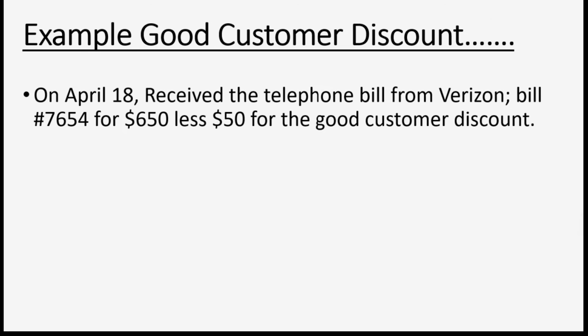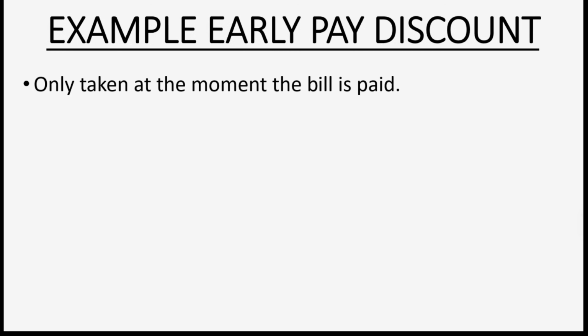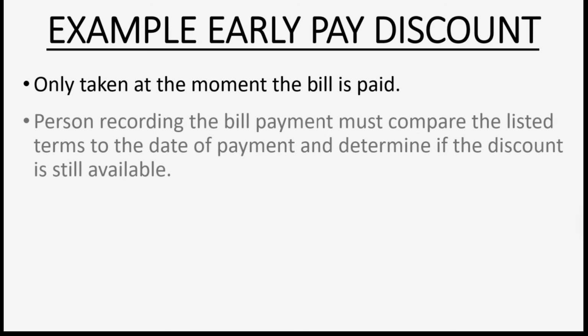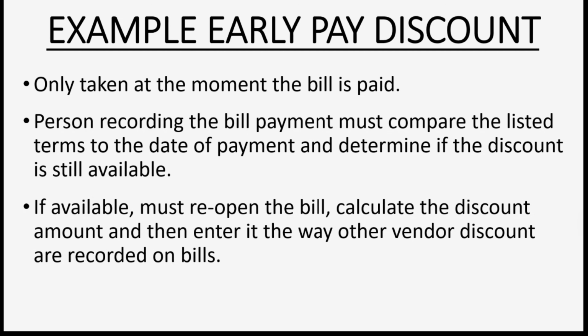So now let's do an example of an early pay discount. We only take the early pay discount at the moment the bill is paid. The person recording the bill payment must compare the listed terms to the date of the payment and then determine if the discount is still available. If it's available, the person has to reopen the bill, calculate the amount of the discount themselves, and record it on the bill, and then you can pay the bill.